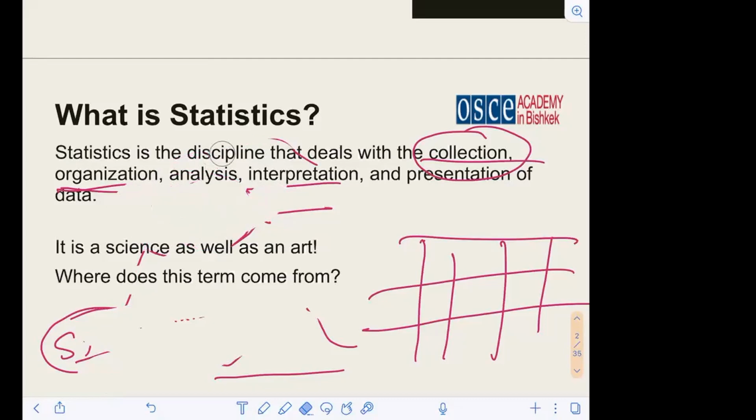That is why analysis, further interpretation, and then presentation of data. So presentation of data, or I would say the effective presentation of data, is possible only when you have analyzed or interpreted correctly.